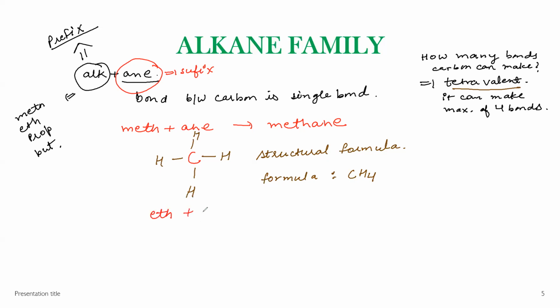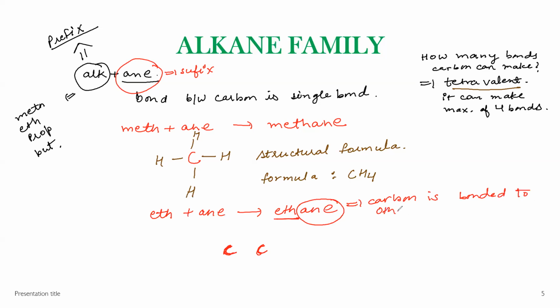So second would be eth plus ane. So eth plus ane, the name is ethane. Eth means how many carbons? 2 carbons. So I will make 2 carbons, 1 carbon and 2 carbon. Now ane means what? Ane family means carbon is bonded to other carbon by single bond. So I will make a single bond in between them.